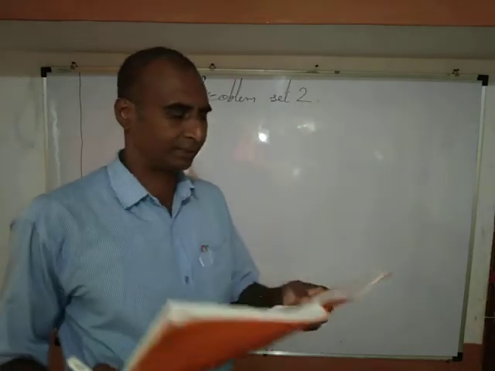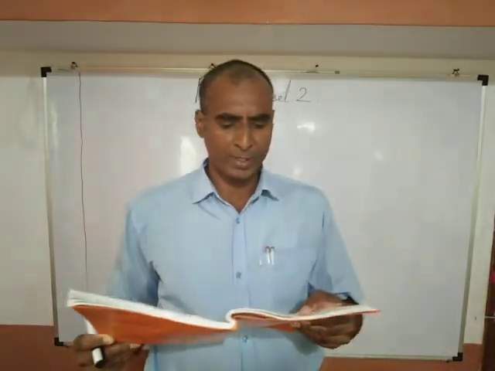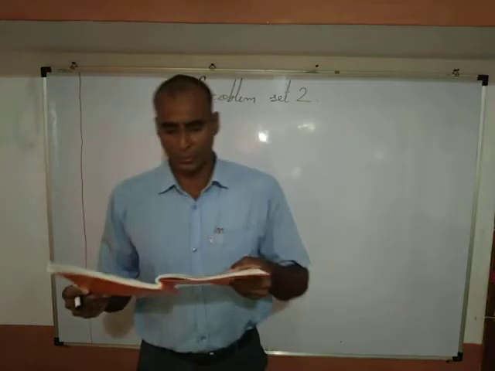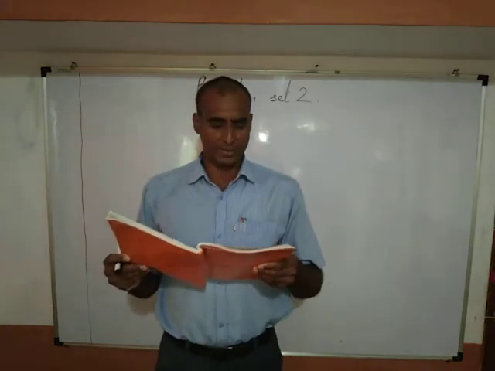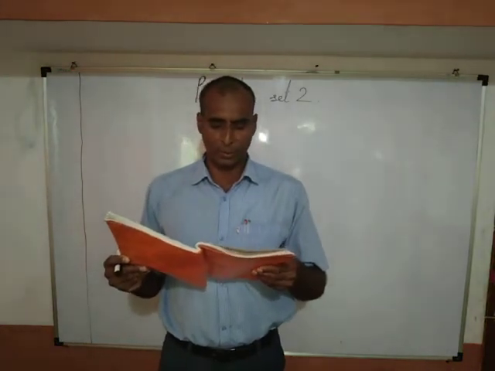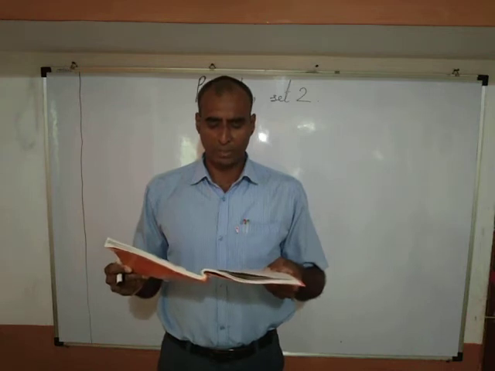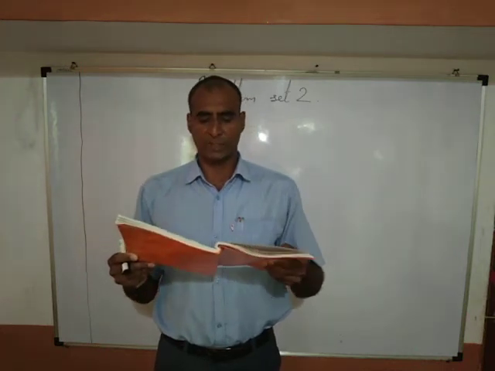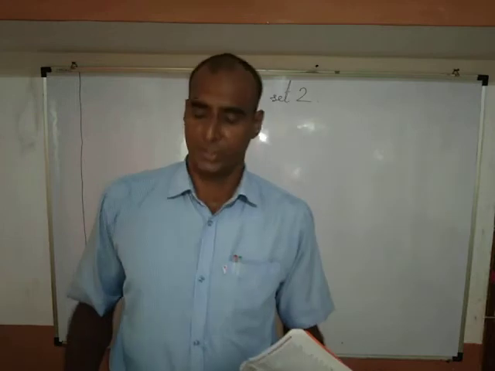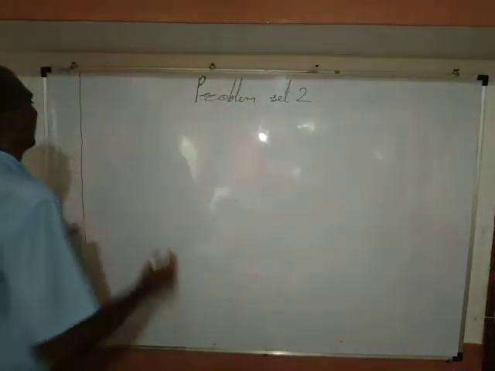Question 10th. Find the quadratic equation such that its roots are square of sum of the roots and square of difference of the roots of the equation 2x square plus 2(p plus q) into x plus p square plus q square equal to 0. Okay. Question 10th.